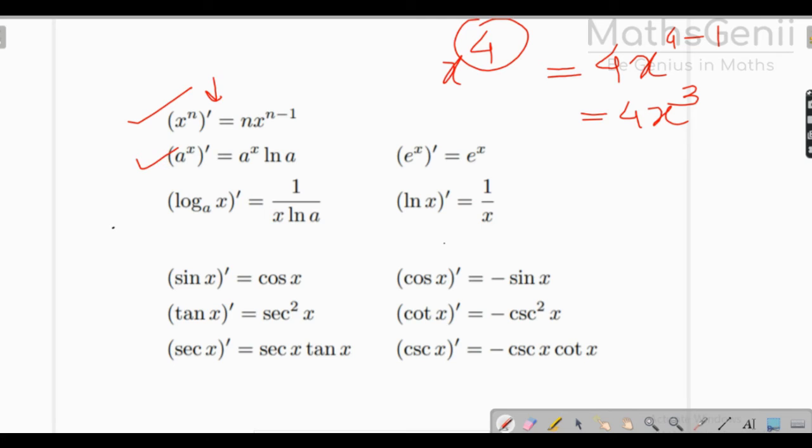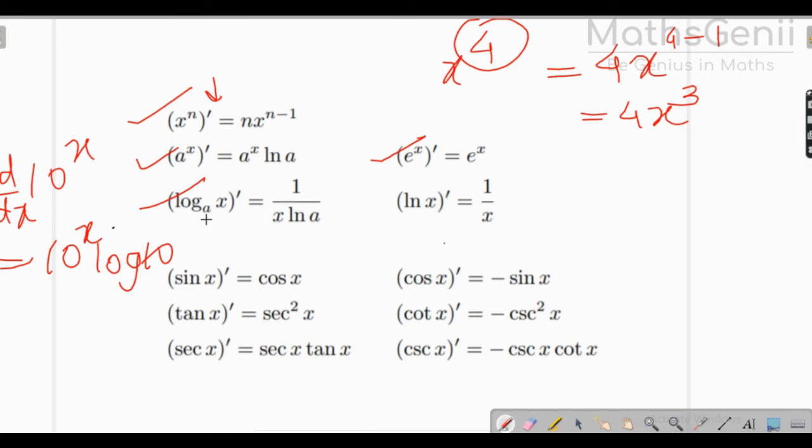So a can be any constant, any number, any alphabet, any constant. For example, your a was 10 and 10 raised to x. You had to find the derivative of this. How would you find this? Using the formula. The formula says a raised to x, so a raised to x as it is into log a. Log 10. Very simple. e raised to x derivative is e raised to x only, does not change.